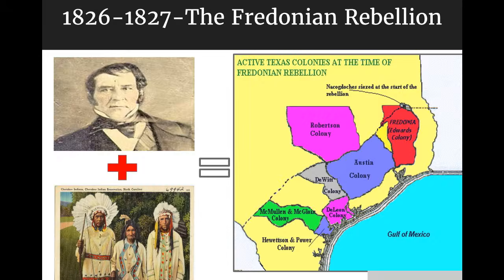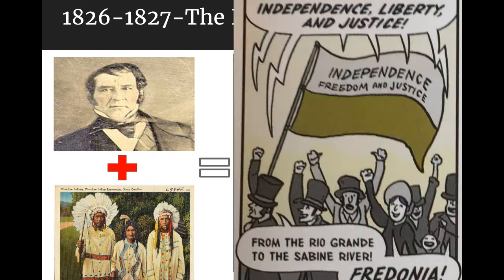So Hayden Edwards joined up with a bunch of Cherokee natives who had been moved into the area, and he said, we're going to form our own country. We're going to call ourselves Fredonia. And you can see over here in the red, the Fredonian colonies, Edwards' colonies, and they're going to take that part and make it their own land. And you notice that Stephen F. Austin is right nearby. So independence, liberty, and justice is what they put on their flag.